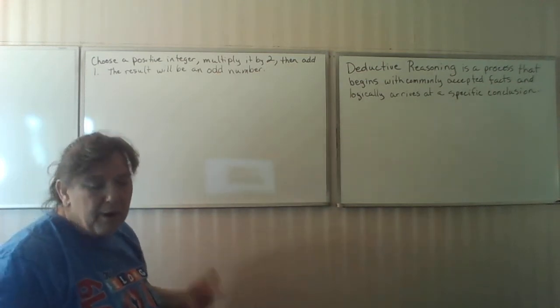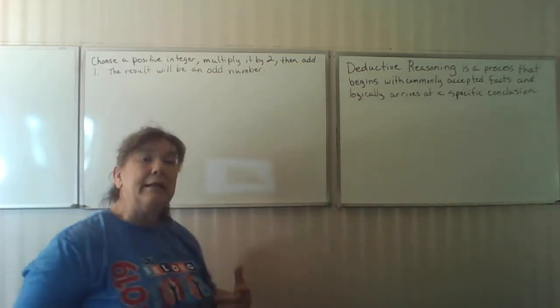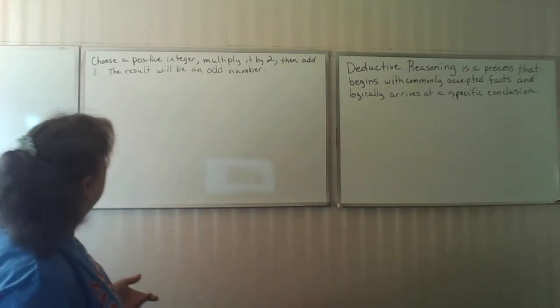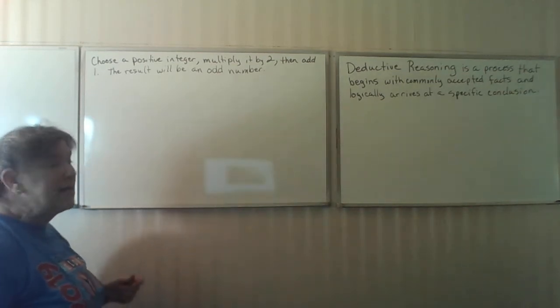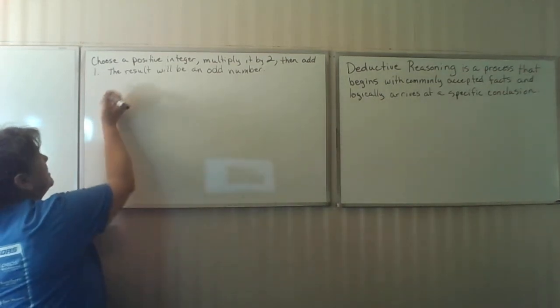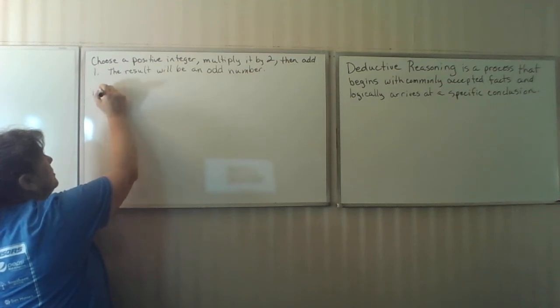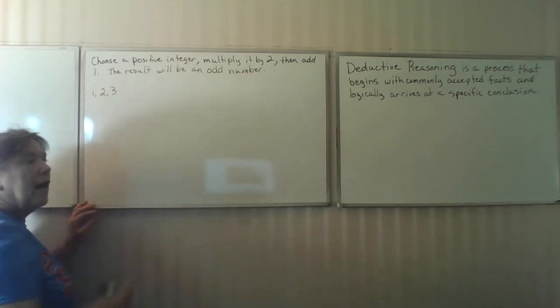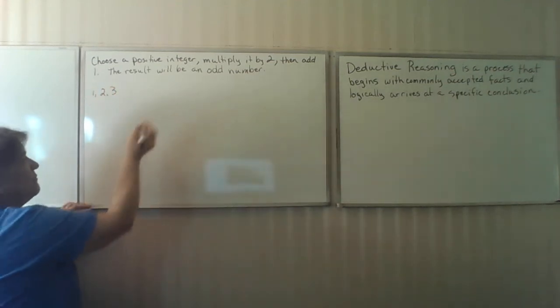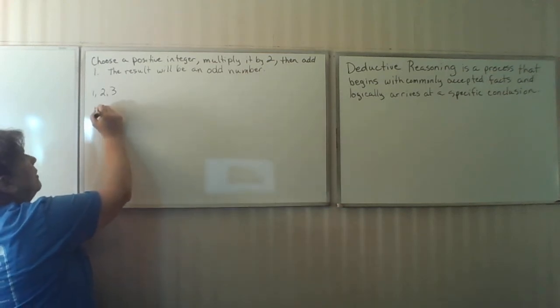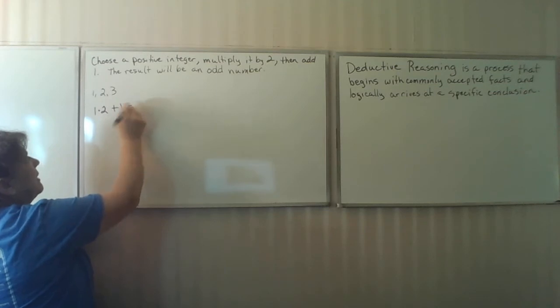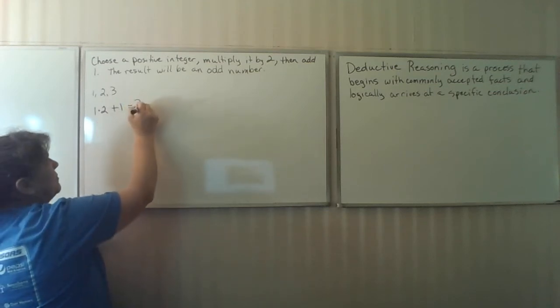So if we are to approach this from an inductive approach, we would take and try some examples. So we're going to use the integers 1, 2, and 3 and see what happens. So first of all, we'll start with 1, multiply it by 2, and add 1 to that, and I get 2 plus 1, which is 3.